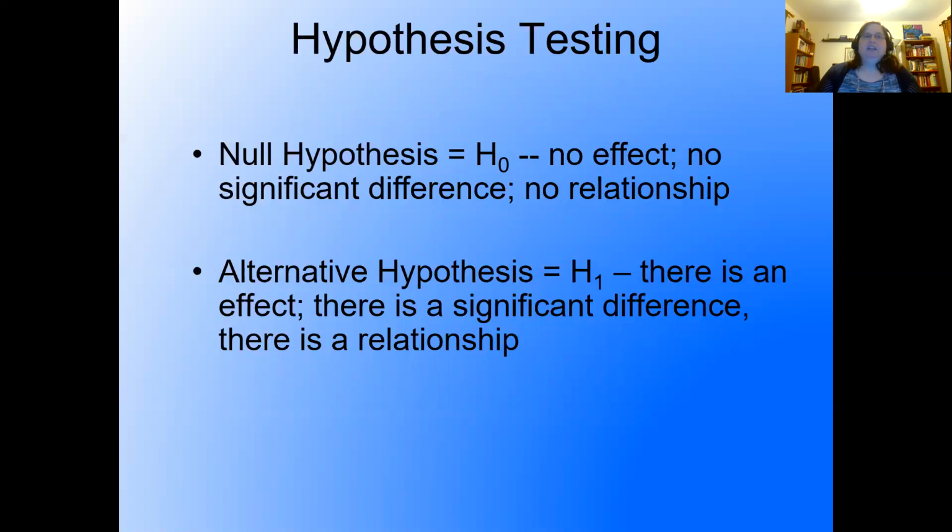So now let's talk about hypotheses a little bit more. So we have two main kinds of hypotheses, the null hypothesis and the alternative hypothesis. Now I'm going to start with the alternative. And this is often abbreviated as H1. There is an effect. There is a significant difference. There is a relationship. In other words, something did happen that's important. Whereas with the null hypothesis, the H naught or H0, there is no effect, no significant difference, no relationship.